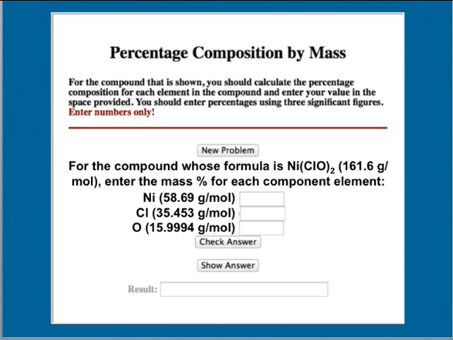What is ClO? Hypochlorite, right? So this is nickel 2 hypochlorite. Molar mass is 161. Calculate mass percentage for all of these.